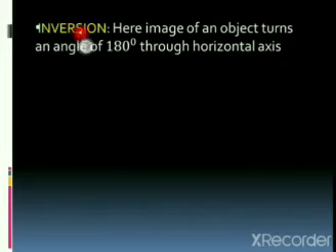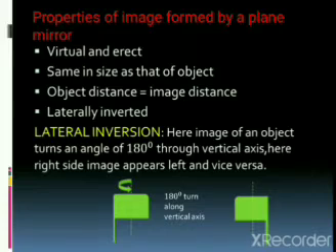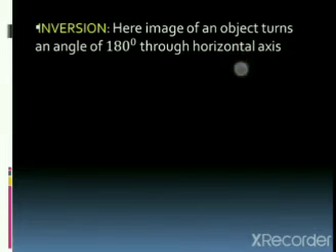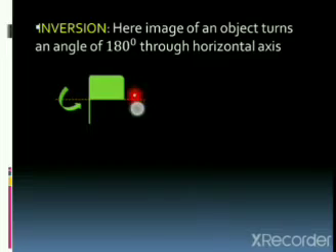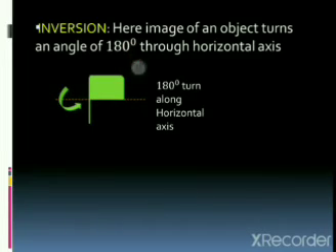Similarly, there is a difference between inversion. Your image of an object turns an angle of 180 degrees about the horizontal axis. In the previous case, it was the vertical axis in lateral inversion, and in this case, it is through the horizontal axis. So how come? This is the object image of P. It will rotate through the horizontal axis, and this is the horizontal axis. 180 degrees turns along the horizontal axis.